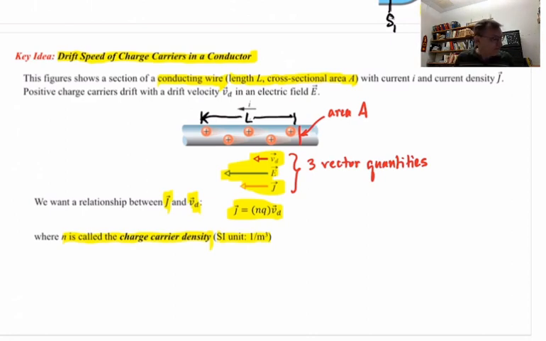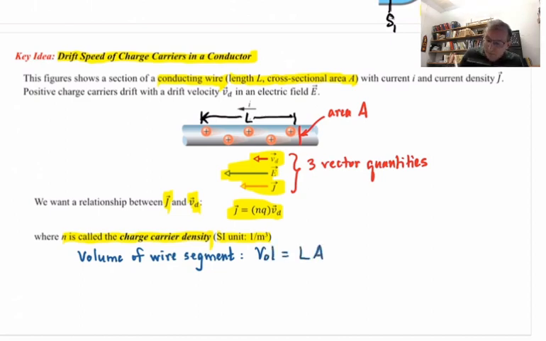All right, let me show you where that equation even comes from. First, I'm going to write down the volume of this wire segment that we've highlighted. I'll denote it VOL. It's got a length L and a cross-sectional area A. It would be the total volume between there and there that's inside the wire.